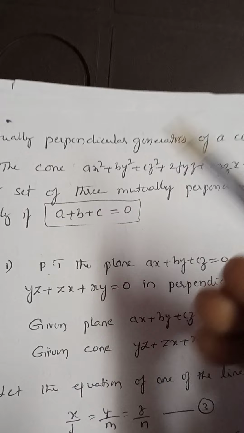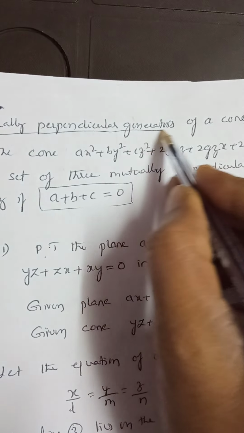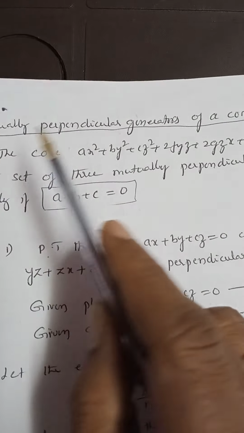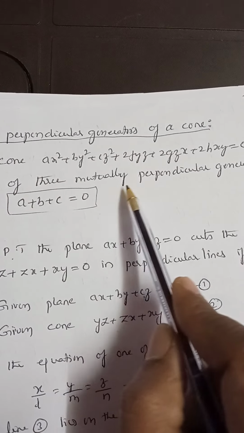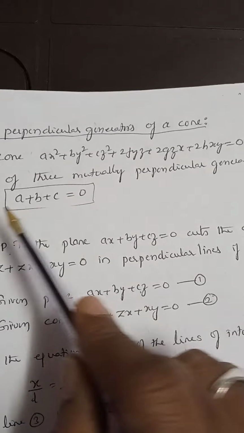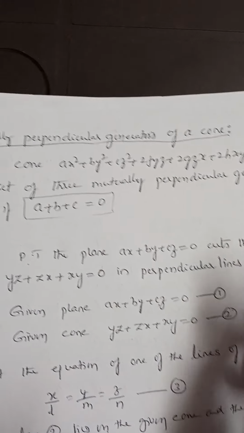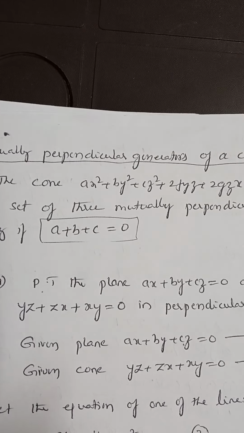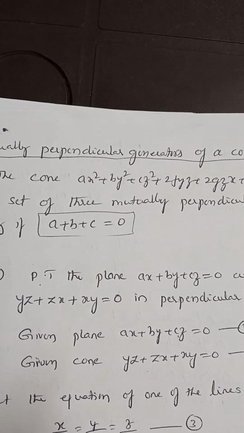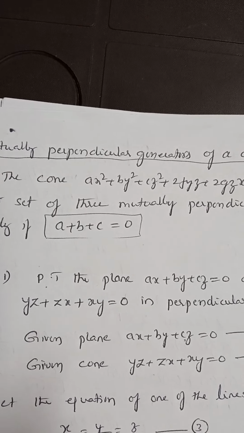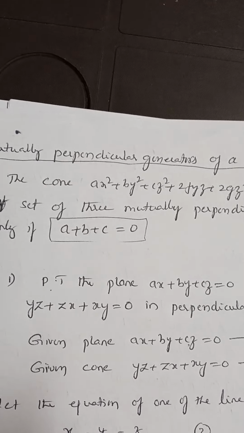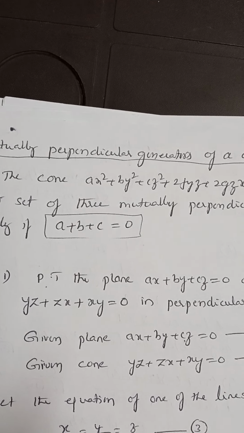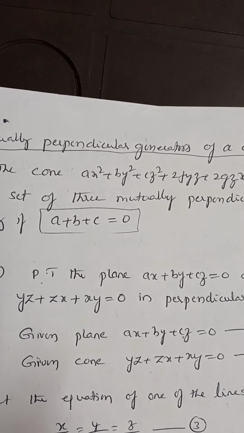Next, mutually perpendicular generators of a cone. The general equation of the cone admits a set of three mutually perpendicular generators if and only if a plus b plus c is equal to 0. That means, suppose one equation is given to you, which is a second degree equation in x, y and z. Now, show that this equation contains three mutually perpendicular generators.